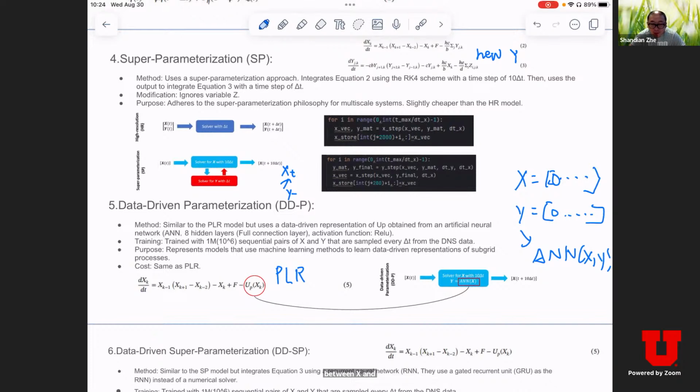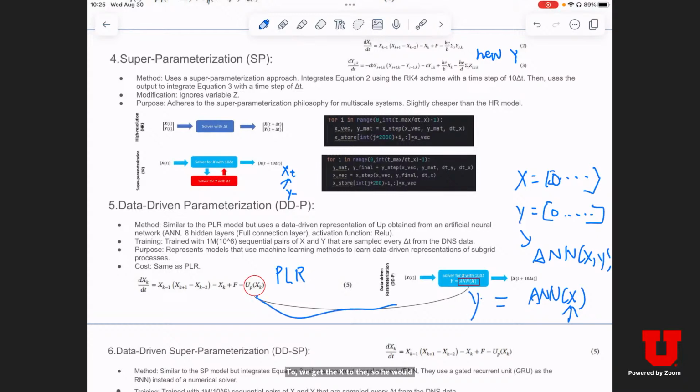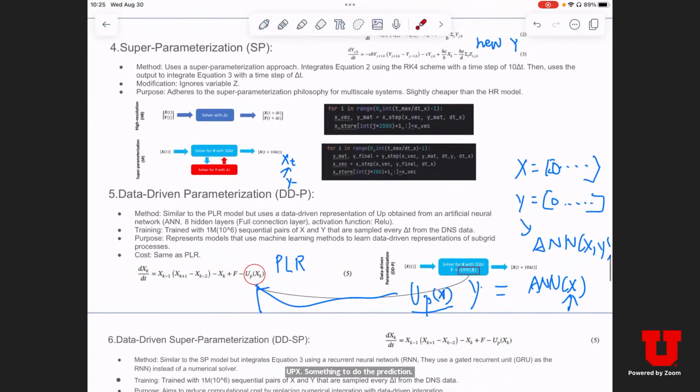Oh, okay. So you just use the solver to get that term and y. Yes. So if we need to do the predictions, we give x to the ANN and it gives a y, or here we call it UPX, to do the prediction. Okay. Is there any other question?